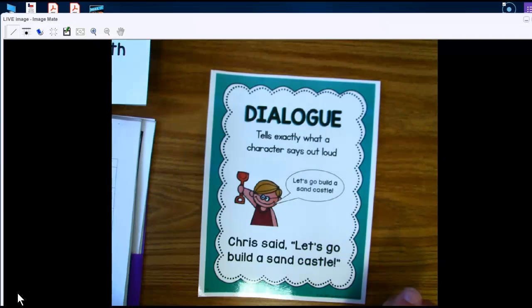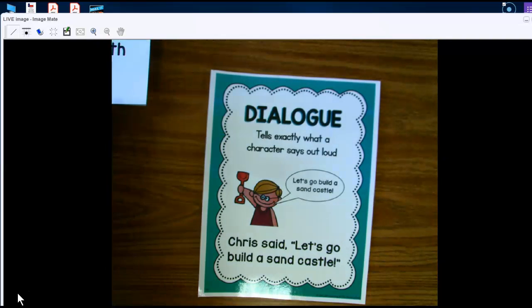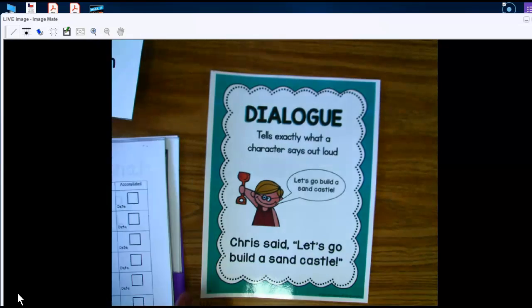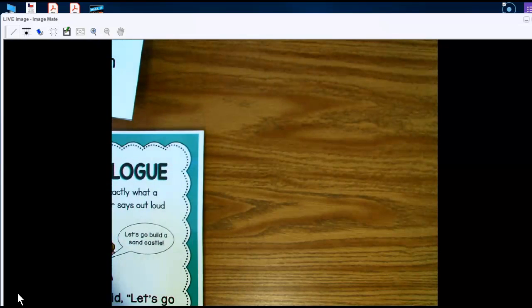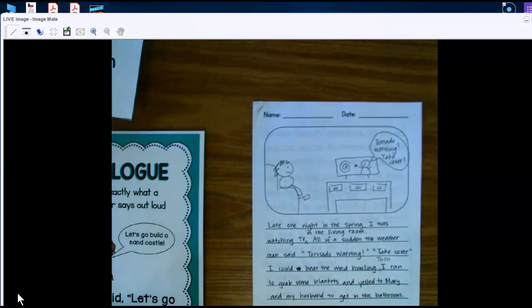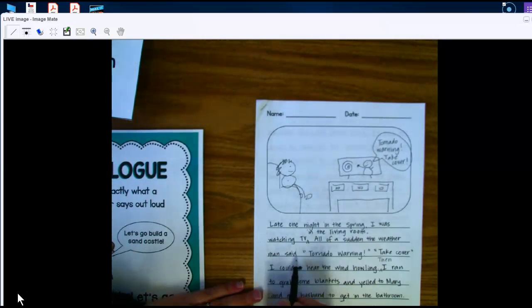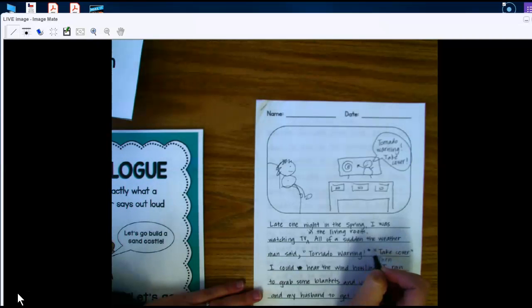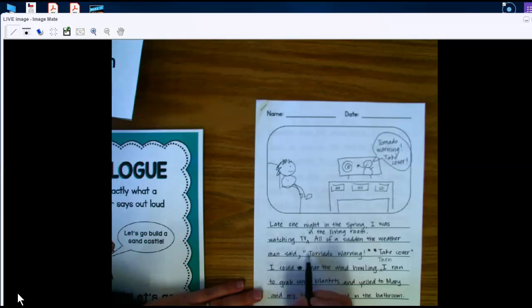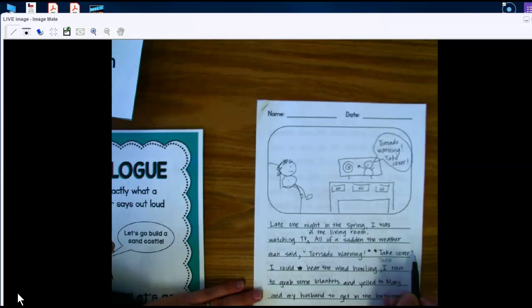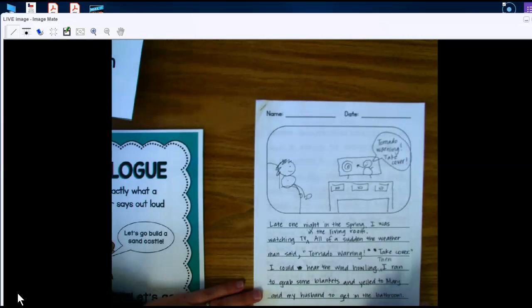Just around the words. So I'm going to get my story out. Just had it. What did I do with it? Here it is. So look. I said, "Tornado warning, take cover." All of a sudden the weatherman said, oops, I need something after that. What do I need? Comma. And I don't need two quotation marks like this. Just a quotation mark. "Tornado warning, take cover." And then quotation mark. I forgot my period there too.